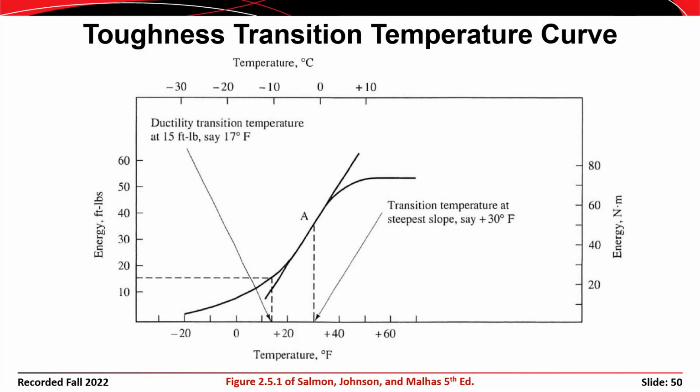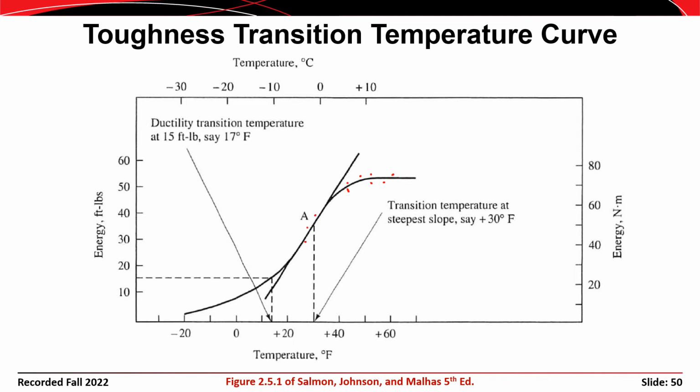This is an example of a toughness transition temperature curve and is the result of a number of different toughness tests that are conducted at different temperatures. So typically you would go into a laboratory, you would conduct tests at different temperatures, and you would see a bunch of different data points like this.